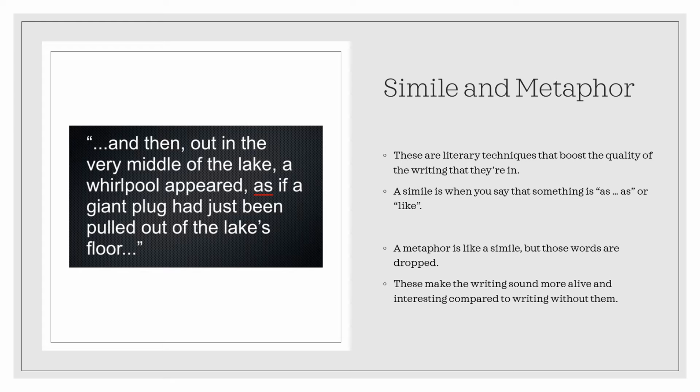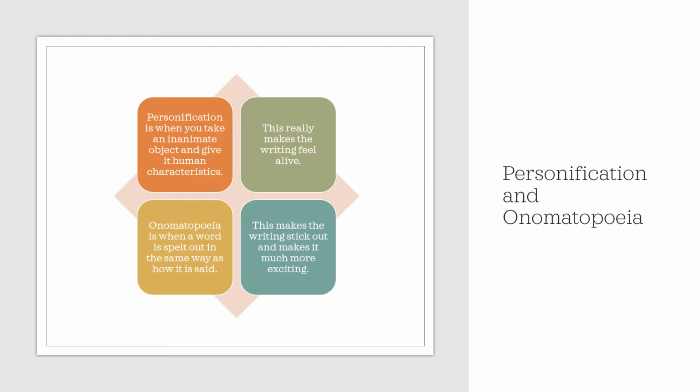A metaphor is like a simile, but these words have dropped. So it's like "his legs were tree trunks" to show that they were really big. But it's not "his legs were as big as tree trunks", it's just "his legs were tree trunks". And these make the writing sound more alive and interesting compared to writing without them. So they really boost the quality of the writing that they're in.